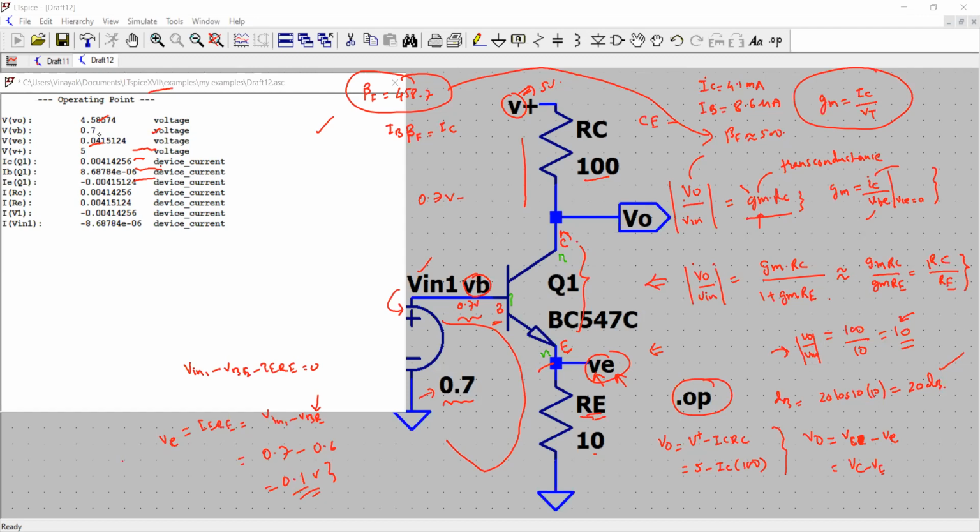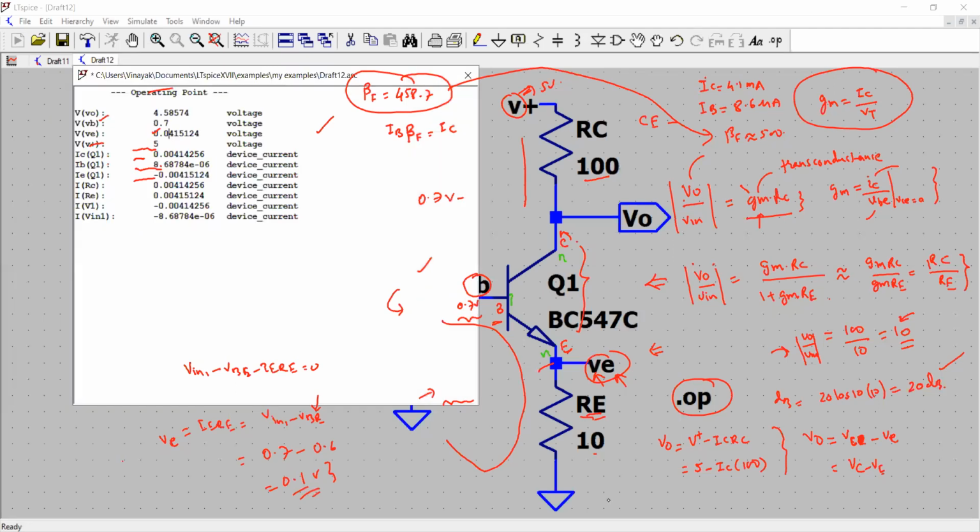Okay, so we'll just say that this is our VBE. And then what else is to be noticed? The base-emitter junction is forward biased, base is positive with respect to emitter, and the base-collector junction is reverse biased. So the voltage at the collector, which is your VO, is 4.58, and the voltage at the base is 0.7.